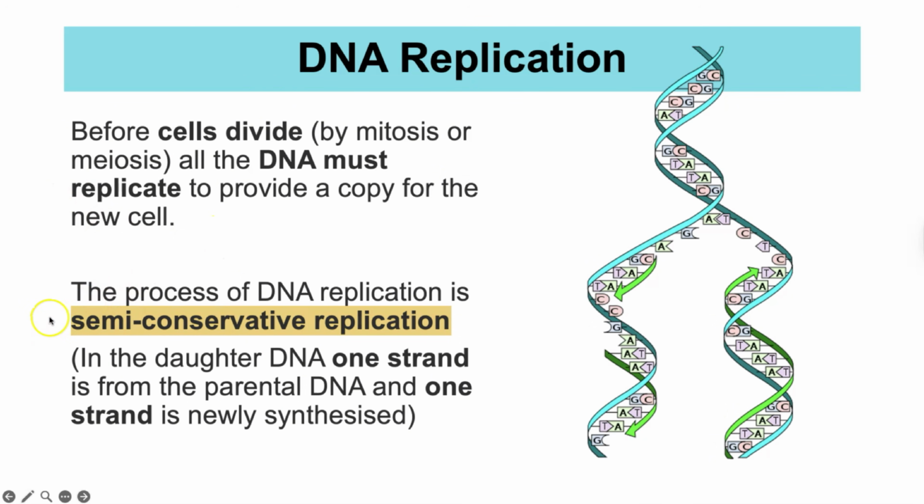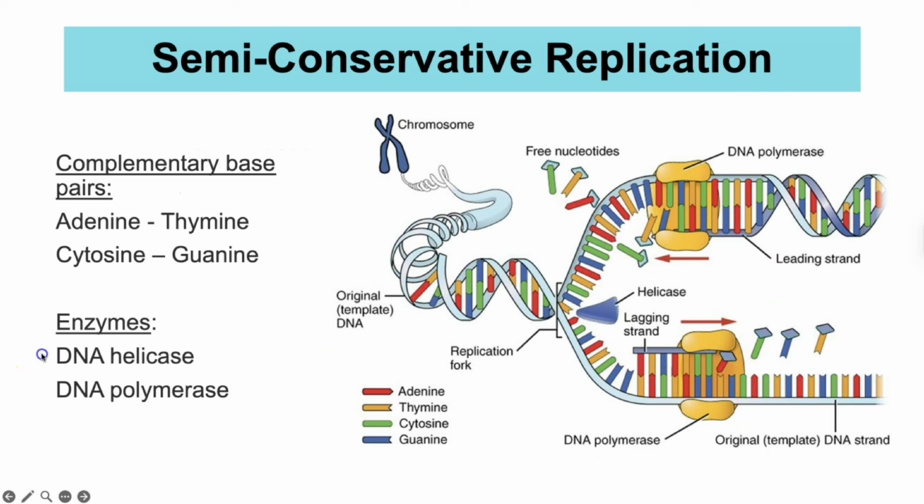This process of DNA replication is described as being semi-conservative replication. What that means is, in the daughter DNA, which means the new molecule that's made, one strand is from the parental DNA, which means the original DNA molecule, and one strand is newly synthesized. So if we have a look here, this top bit is showing us the parental DNA, and we can see that we're going to make two new copies, and each of those has one strand of the original parental DNA, and one strand is going to be newly synthesized. That's what we mean by semi-conservative replication.